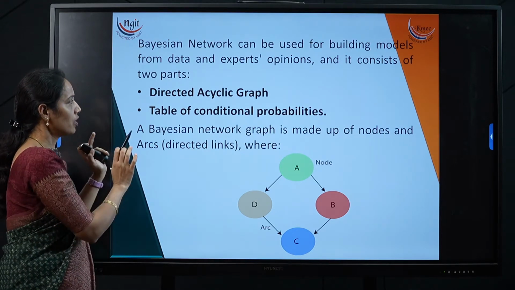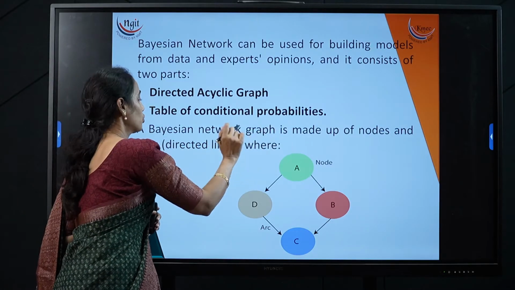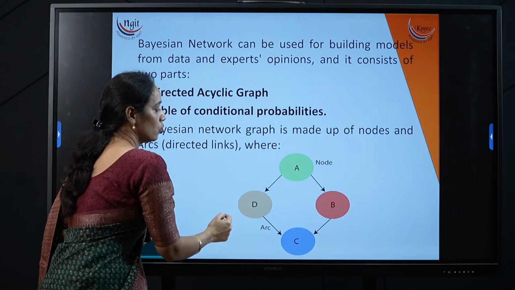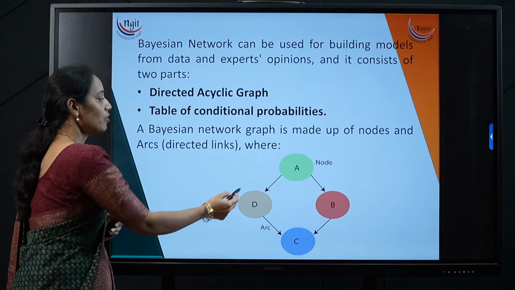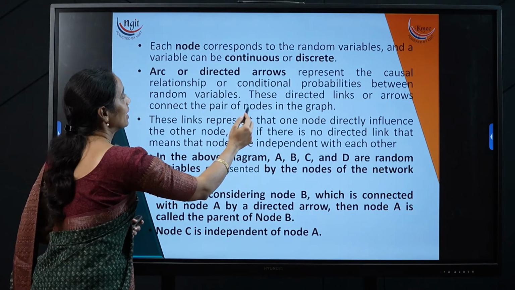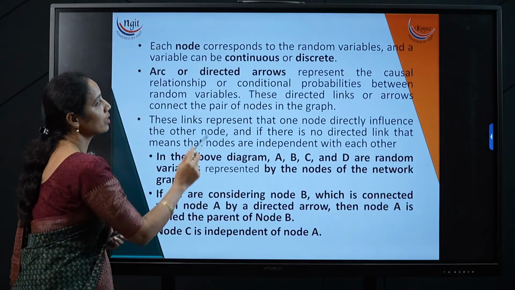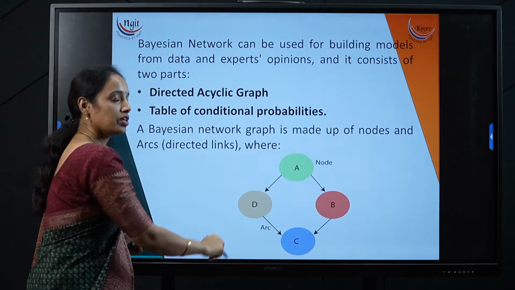We know that a graph consists of nodes and arcs. In the same way, when we construct a Bayesian network graph, it is also made up of two things: nodes and arcs. This particular thing we call a node, and these directed arrows generally we call links. Each node in this Bayesian network corresponds to a random variable, and that variable can be continuous or discrete.